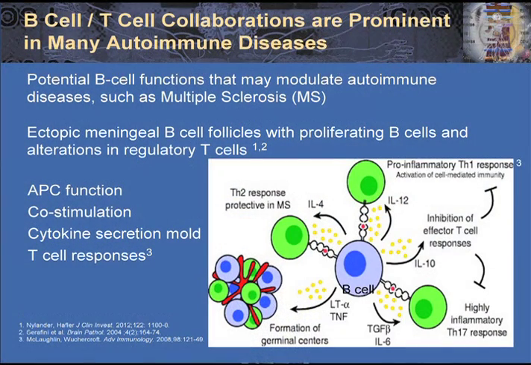There may be defects in regulatory loops, and there may be expansions of pathogenic lymphocytes, those producing IL-6 and IL-12, TNF, lymphotoxin beta, and other factors. So from the B cell's perspective, we can see here in the picture at bottom right that a B cell may have many potential contributing functions that are going on in multiple sclerosis.